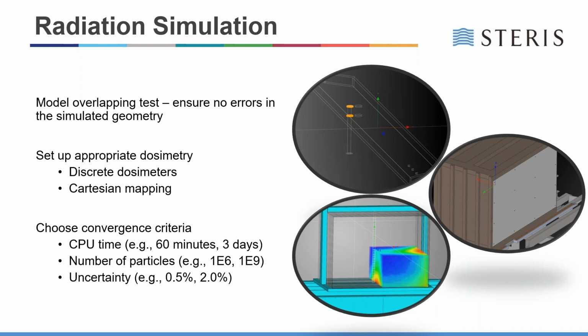So finally, the convergence criteria, which we've touched on once, must be established. And what this is, it's relating an acceptable level of uncertainty in the simulated results to the computational costs that are associated with achieving it.